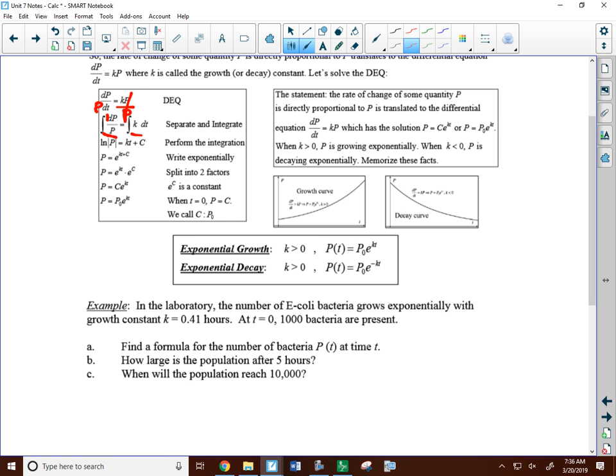Now this is integration. So it's 1 over p. The antiderivative of 1 over p is ln, natural log p. And over here we've got the integral of k with respect to time, which is kt. K is just a number, like 3 would be 3t, plus c. This is it, but we're going to get it in a better form.